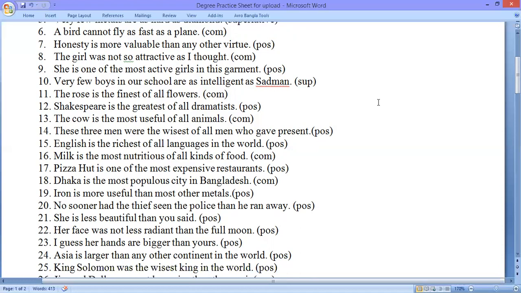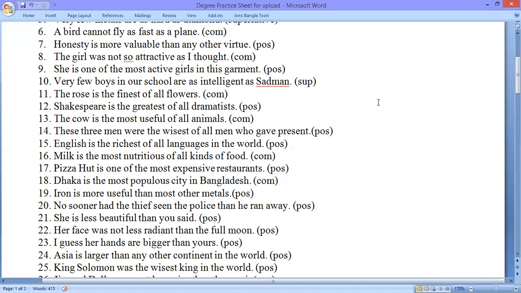This is question number 17. Pizza Hut is one of the most expensive restaurants. We shall have to make this positive. In this sentence, we can see there is one of the, so if you want to make this positive, we shall have to use very few. So the solution is very few restaurants are so expensive as Pizza Hut. I'm repeating, very few restaurants are so expensive as Pizza Hut.